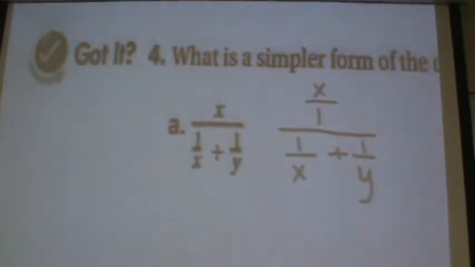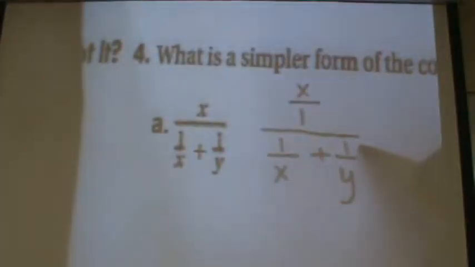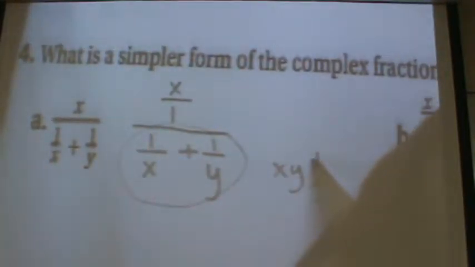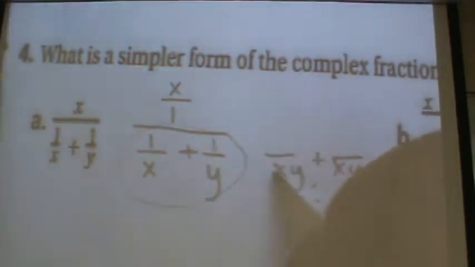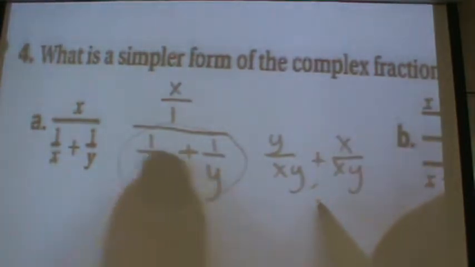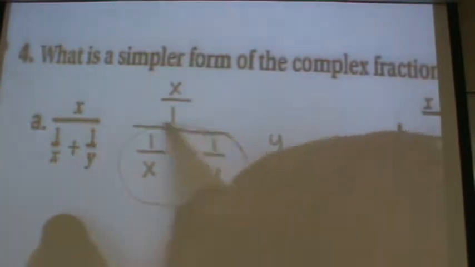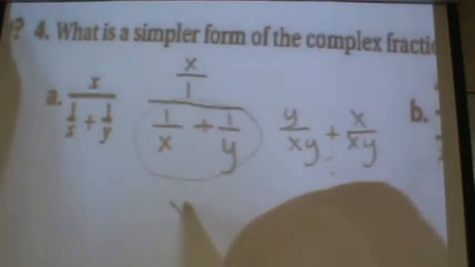So does anyone see what our job is right now, what to do? The numerator is condensed into one fraction, but the denominator has two fractions. We need to condense that into one. So what's my common denominator here? xy. So I'm going to multiply this by y, this by y, this by x, this by x. So in other words, how do you turn this into one fraction? Y plus x over xy.